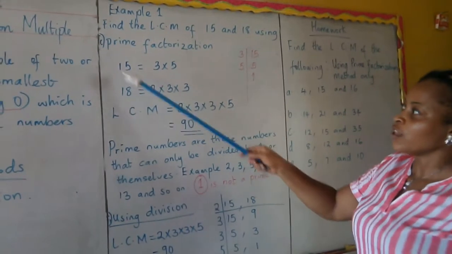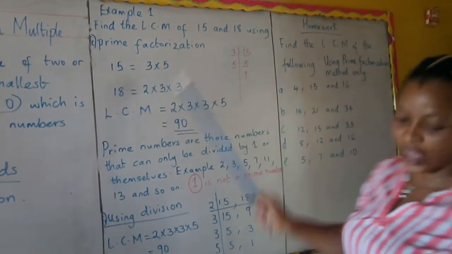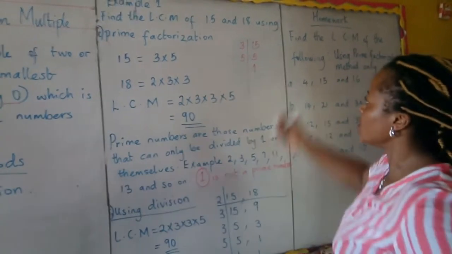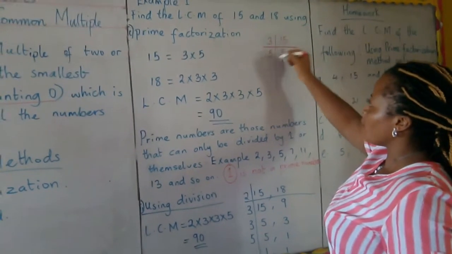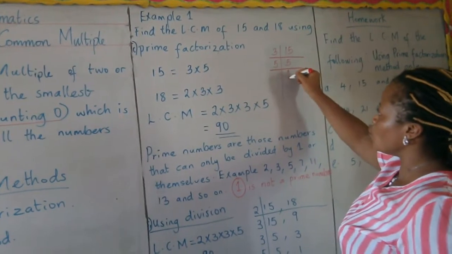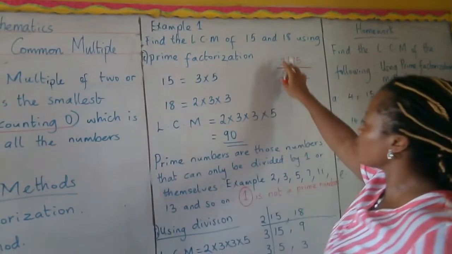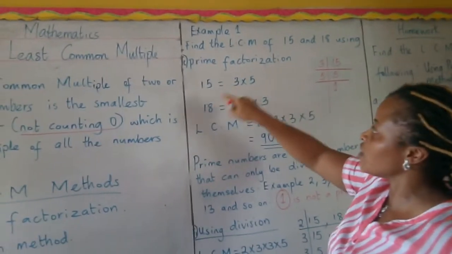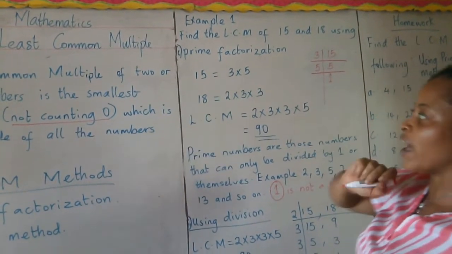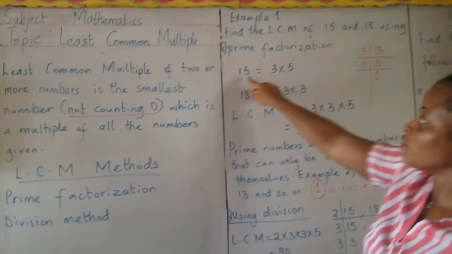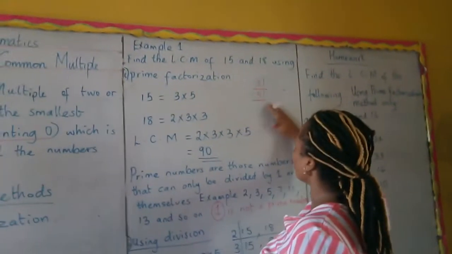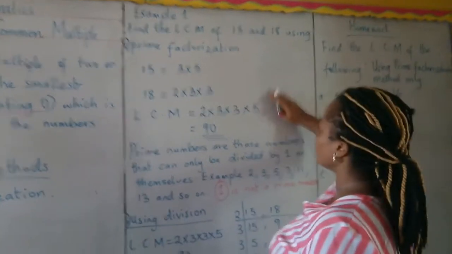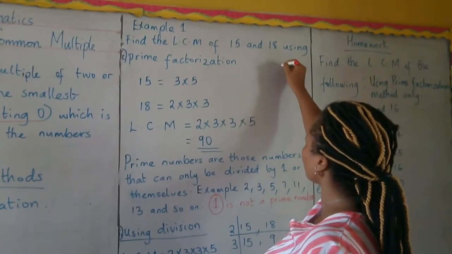So we have the factors of 15, okay? We have it on the board. This is it. 3 divides 15 to give you 5. Then 5 divides 5 to give you 1. And then the prime factors of 15 are 3 and 5. Okay, good. So if you multiply 3 and 5, it will give you 15. Then the other one is 18. So we're going to look at it together to know how I came across all this.